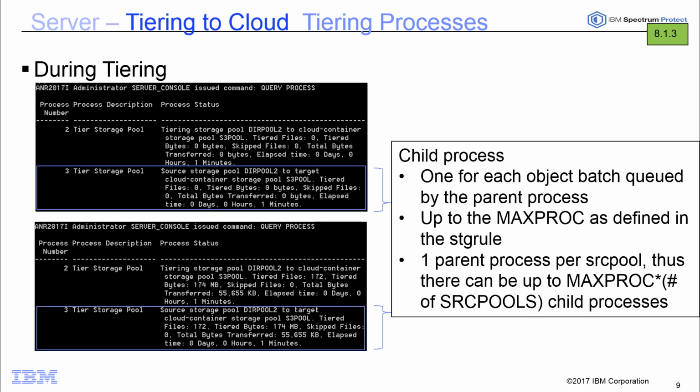Once things have been queued up, we kick off child processes. We're going to have one child process for each object batch that's queued up by the parent processes. The maximum number of child processes will be the max process that you defined when you set up the tiering. What that means is that, with one parent process per source pool, there could be up to the number of max processes times the number of source pools, and that would be how many child processes you could end up with.